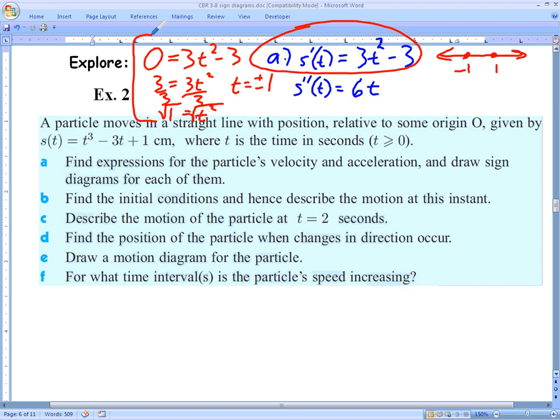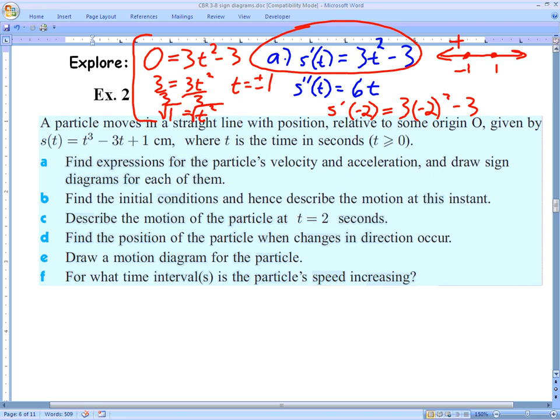So anything before -1 should be going in a certain direction. So let's check a number like -2. So I go back to this function here, and I'm going to try s prime of -2. So 3 times -2 squared minus 3. Well, when I do this, I get -2 squared, which is 4. 4 times 3 is 12. 12 minus 3 gives me 9. I don't really care what the number is. I just care that it was positive. Then I know I plug a -1 in, I would get 0.